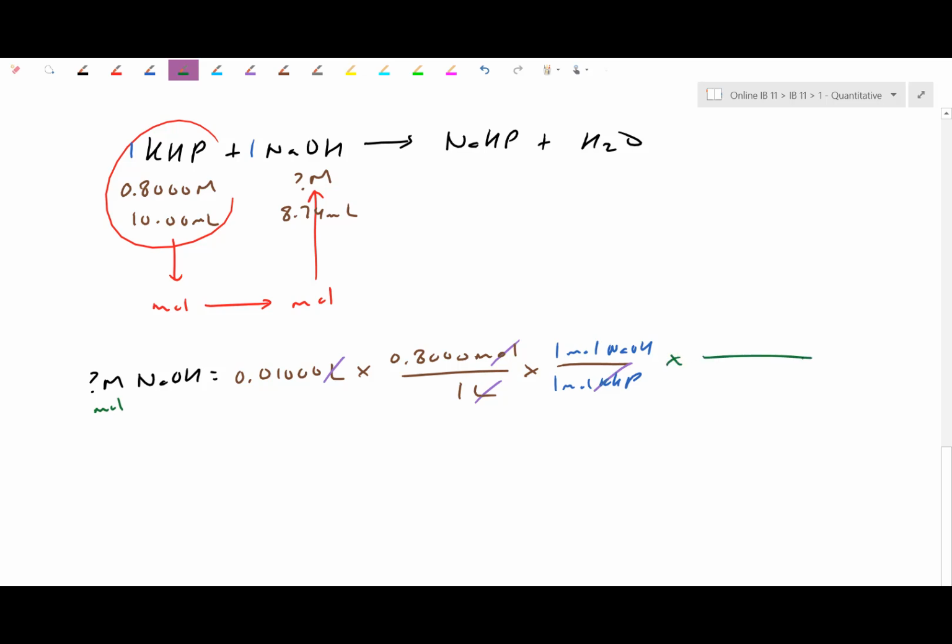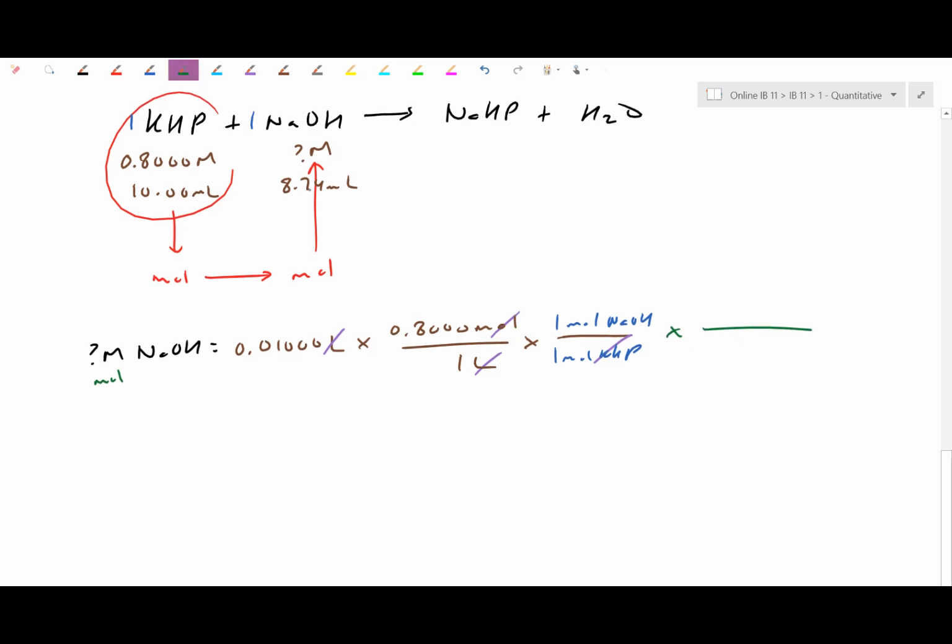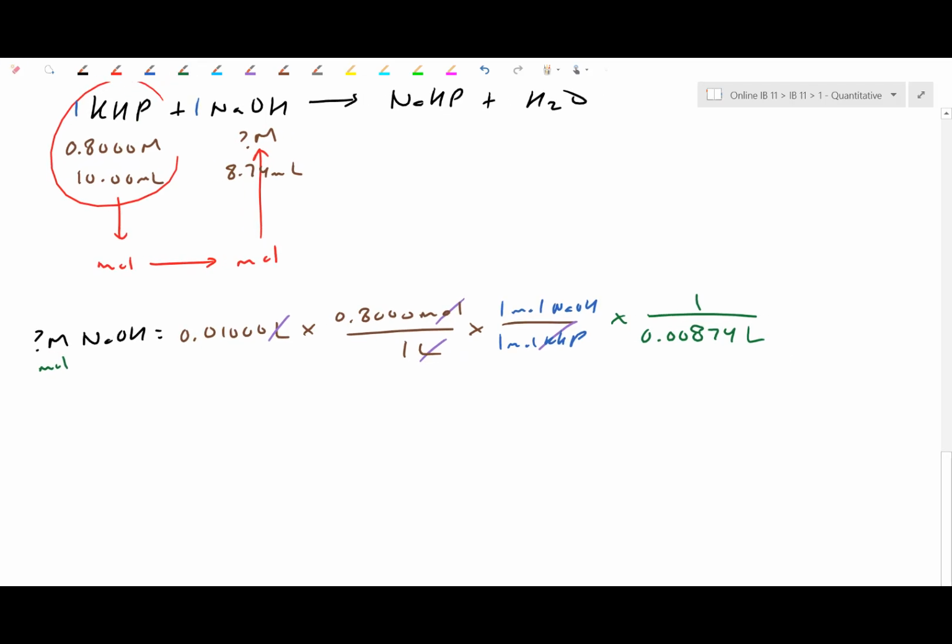All I need to do is pick up a divide by volume. Well, the volume of base that we used was actually 1 over 0.00874, okay, sorry, that's in liters now. And that will actually give me a moles per liter. We're going to type this in here. 0.01 times 0.8 divided by 0.00874 gives me here the concentration is 0.915.